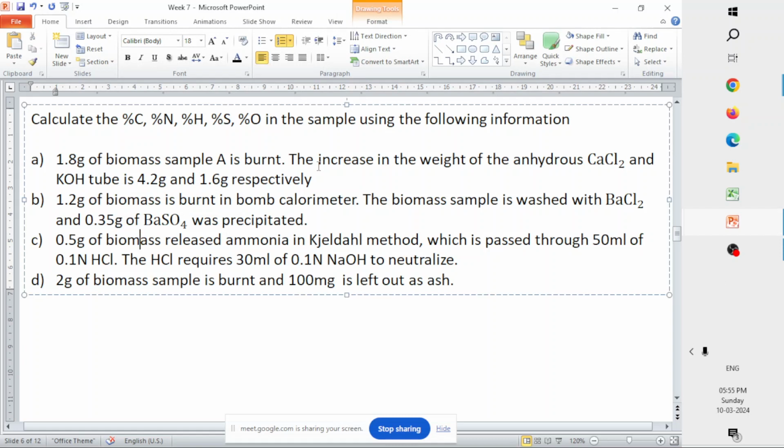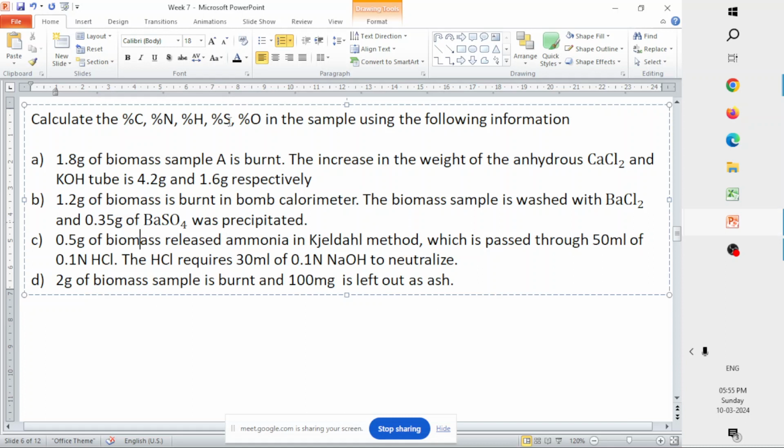Next one is nothing but you are going to burn the sample, ammonia will be released, Kjeldahl method you are going to use, and then the ammonia whatever is getting released is passed through the HCl, and then the unused HCl is going to be titrated against 30 ml of 0.1 normal NaOH. Then the final one is for your ash percentage.